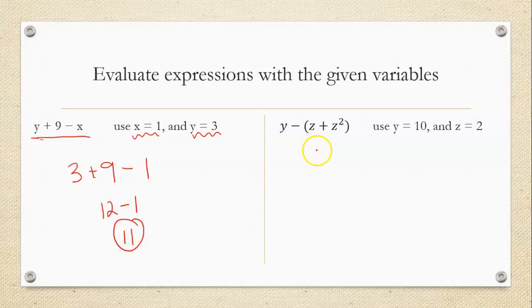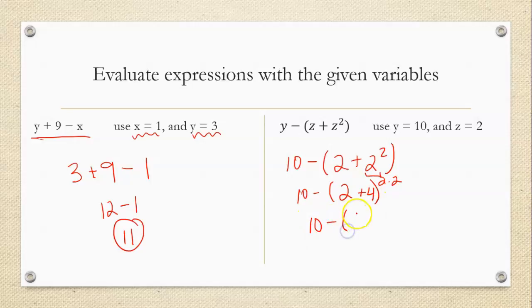Let's try this one. See, here's y and z now. So y is 10, z is 2. Let's use PEMDAS, parentheses first, and then exponents. So we need to do this 2 squared first. Remember, 2 squared is 2 times 2, so that is 4. 2 plus 4 is 6, and 10 minus 6 is 4. Lots of 4s. So that is 4. Remember, you can always confirm in your calculator.